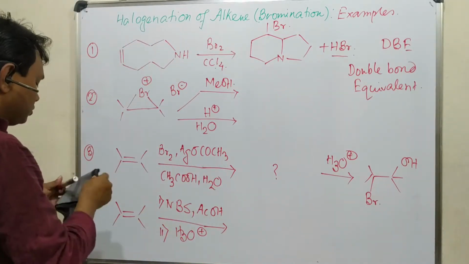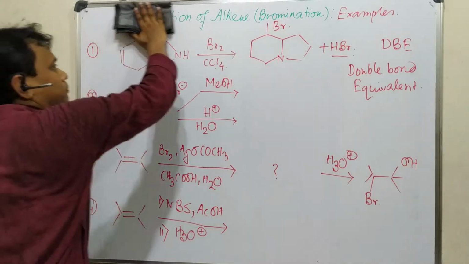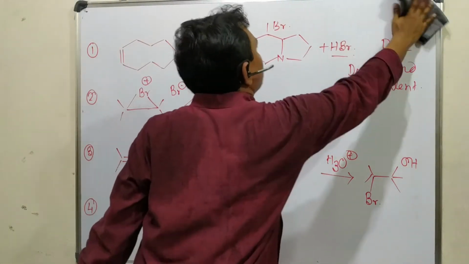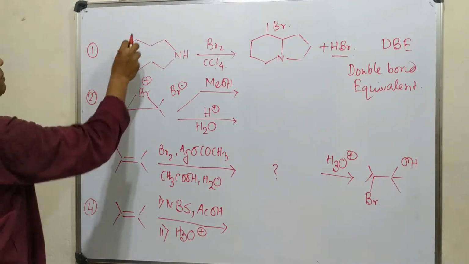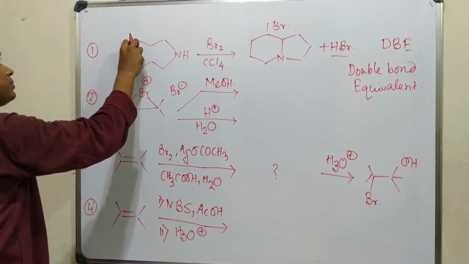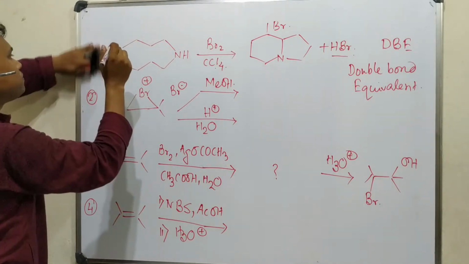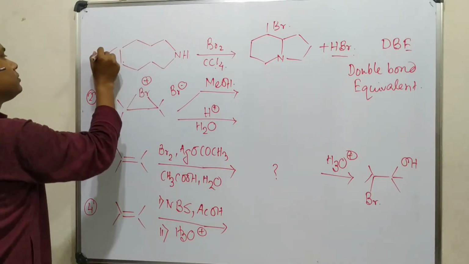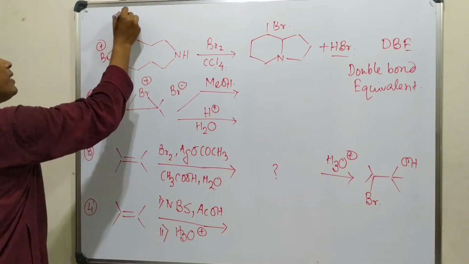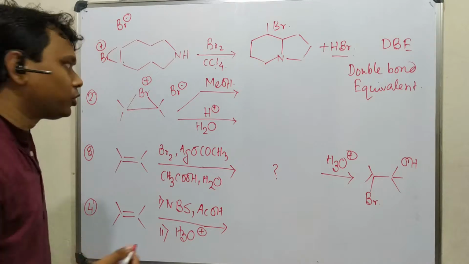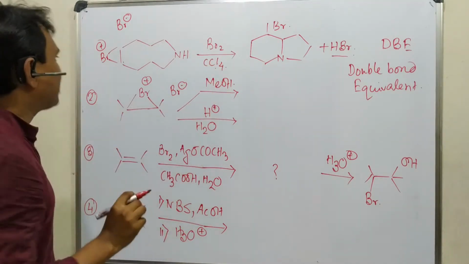If you recall the previous part of this discussion, where I clearly described what happens in the first stage, there is a bromine addition to this double bond. What does it produce? It produces a bridged bromonium ion. This is the bridged bromonium ion, and along with that a bromide minus is there, after reaction with bromine in a non-polar solvent like carbon tetrachloride.